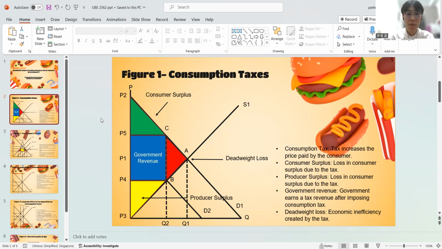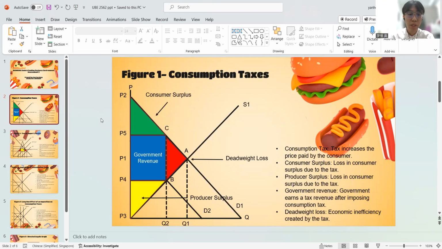Consumers bear the brunt. They must pay more for the same goods, diminishing their surplus. In simpler terms, they are generally worse off post-tax. The yellow area represents the loss in producer surplus. Producers also take a hit. They either lower prices to absorb the tax or pass it to consumers, reducing their surplus. Therefore, producers are also worse off.